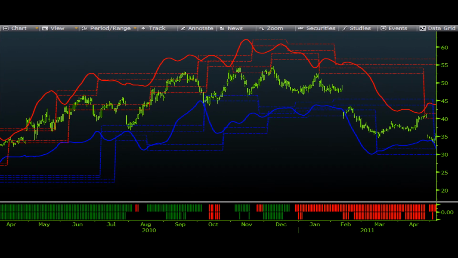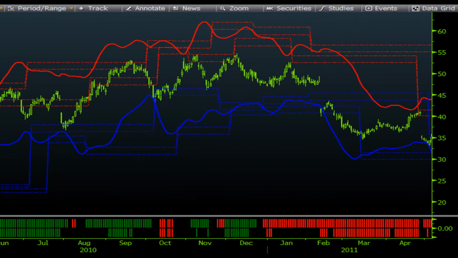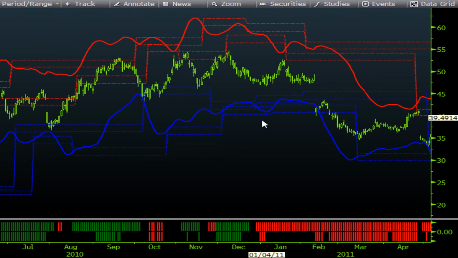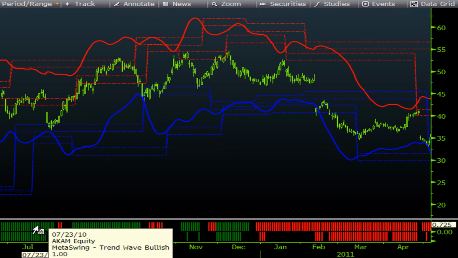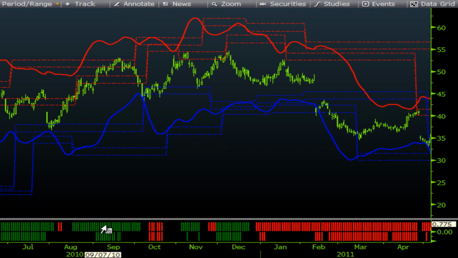To begin with, let's show how to turn the trend wave on and off and to make settings changes. So you can see the trend wave is displayed down here in the bottom. There's two components to it, the trend and the trend strength indicator.